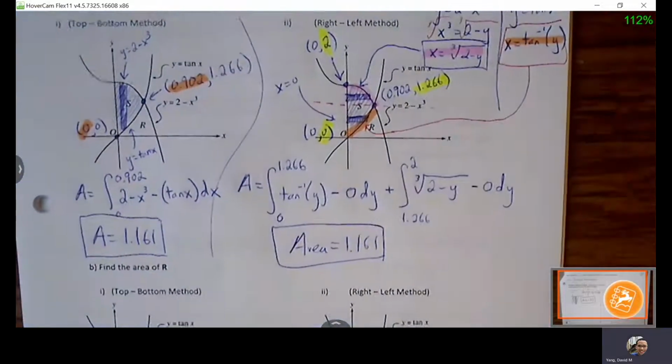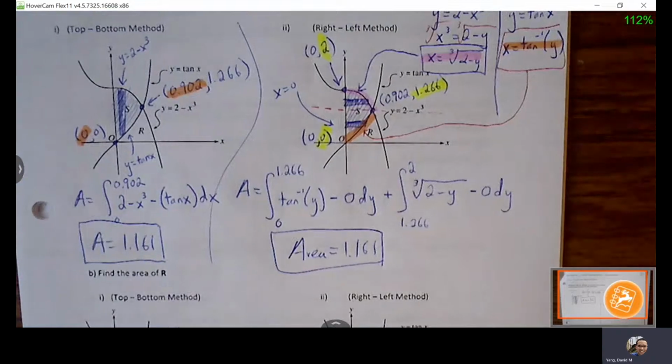Okay, any trouble here? Any questions? All right, let's go to part B. And now we're going to shift our attention to region R. Okay, let's do region R, top minus bottom. Okay, no questions so far? Everybody good with the calculator?